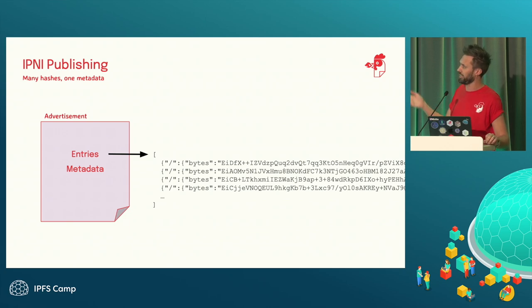IPNI publishing looks a little bit like this. You publish an advert, which is like an advertisement, whatever you want. This is one of many, there's a whole chain of them. The metadata is in the advertisement, and the advertisement links off to a list of hashes that you are publishing. So when you come to query for a particular hash, you get back a list of advertisements, a list of metadata for a given hash, and you can have more than one.